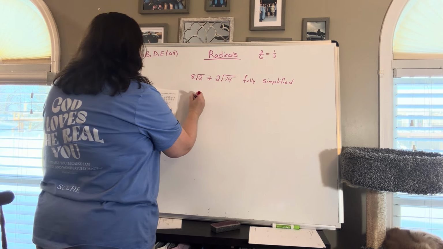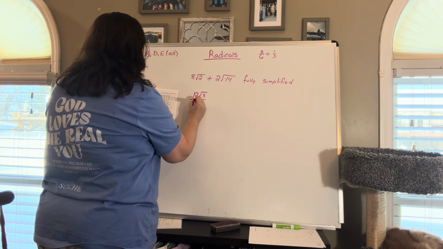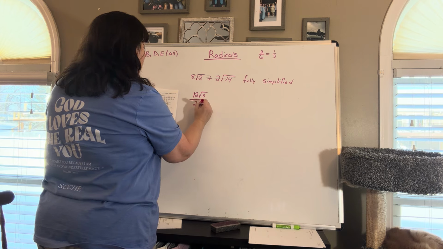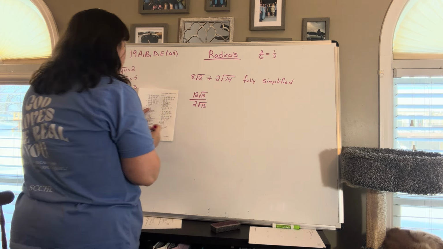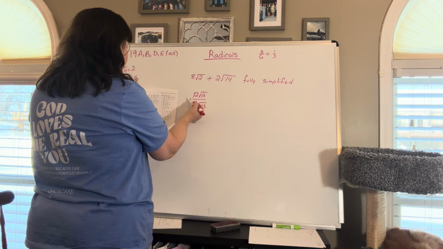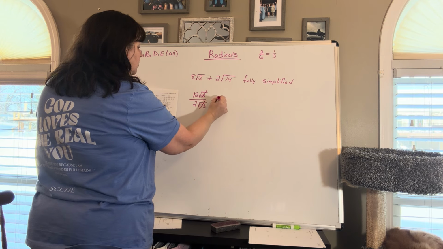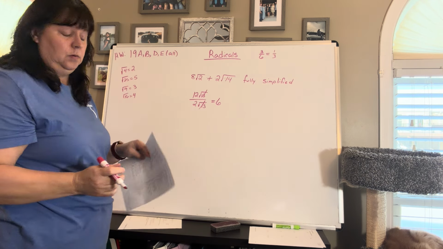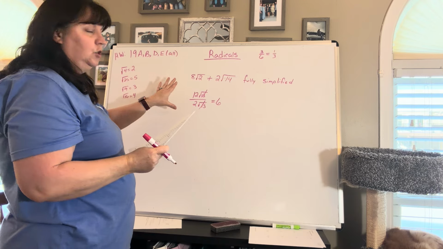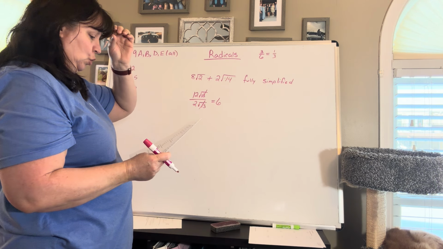What if I have 12 radical 13 divided by 2 radical 13? So 12 divided by 2 is 6, right? Okay, and the radicals cancel each other out. So this is just 6. All right, so I'm showing you some things you might come across because I don't want you to be confused if you do.